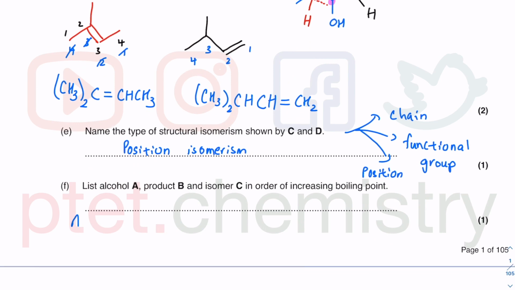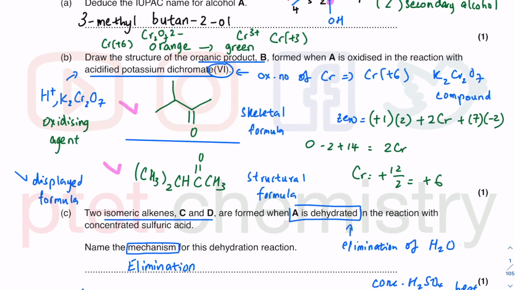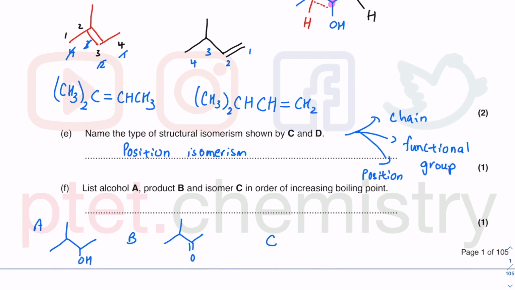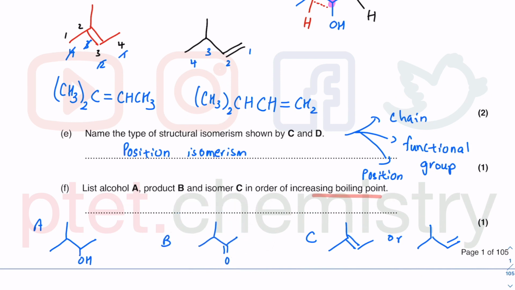Alcohol A is going to be like this, I think. Yep, there was A. And then what else? We have B. And what was B again? B was the ketone. So B was the oxidized product, the ketone. And then C was this alkene isomer. So it doesn't matter this or this. So this is just alkene. And B is ketone, in order of increasing boiling point.